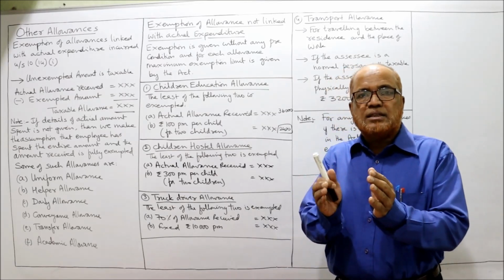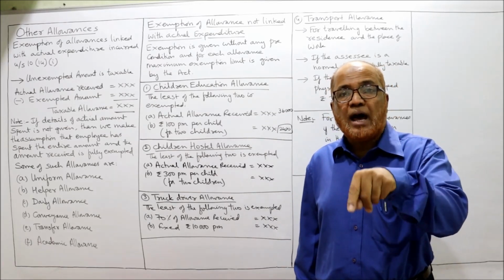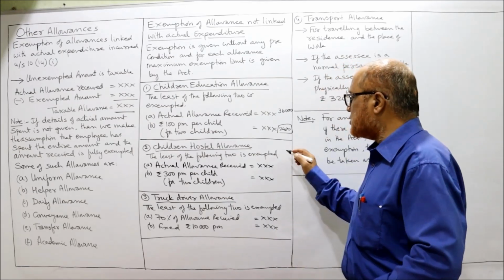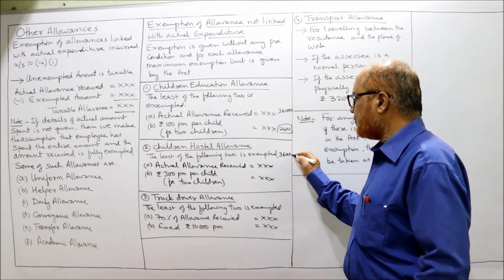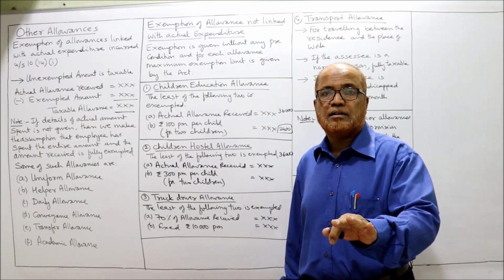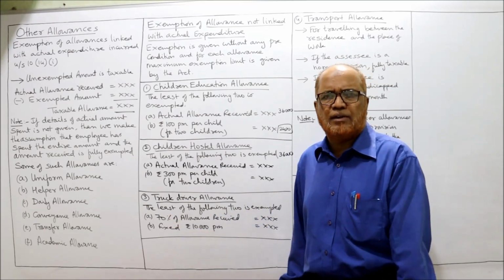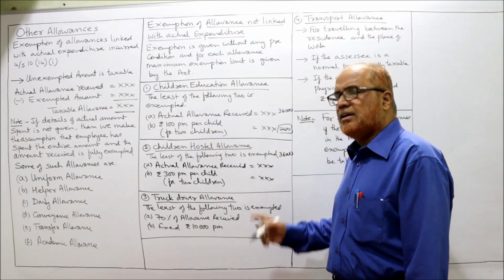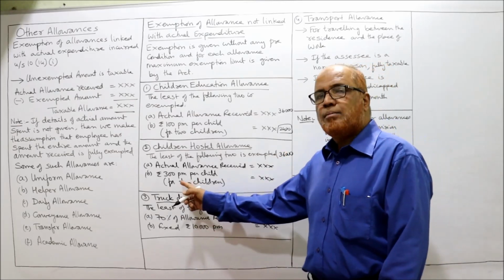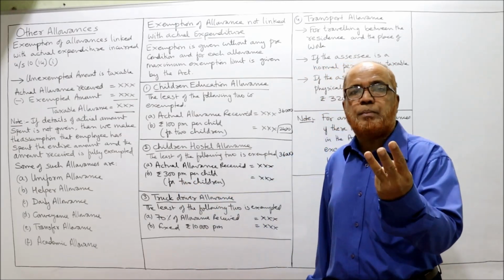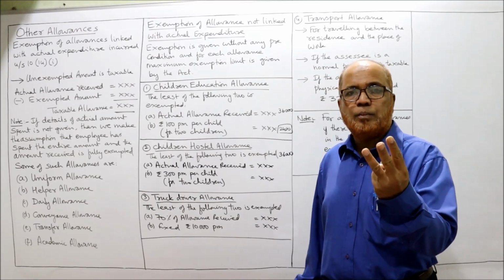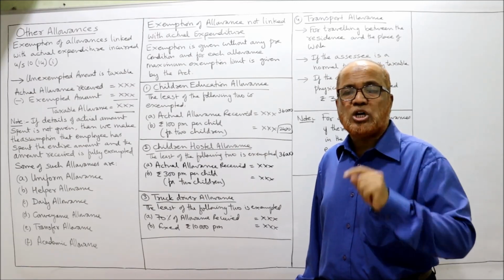So per month 3,000, so per annum 36,000 rupees he is getting for 3 children. The employer is paying the allowance for 3 children. Any number of children the employer can give. The employer is giving 36,000, whereas the Income Tax Act says 300 rupees per month per child.